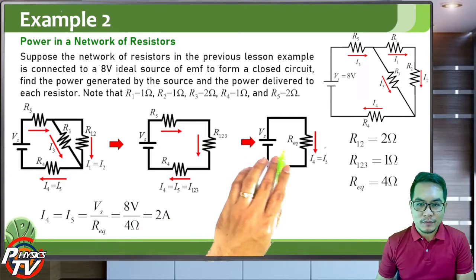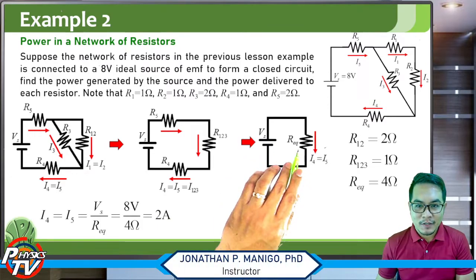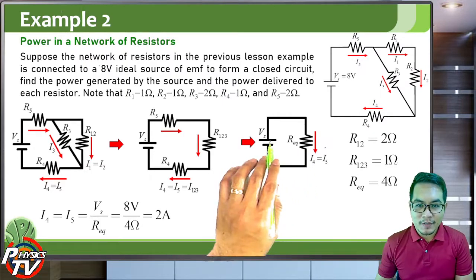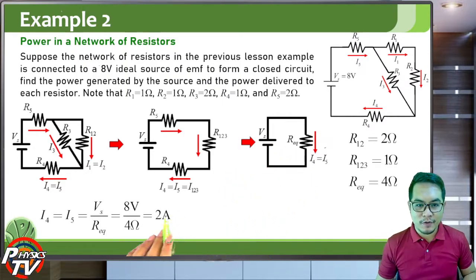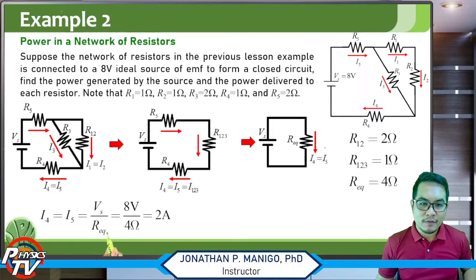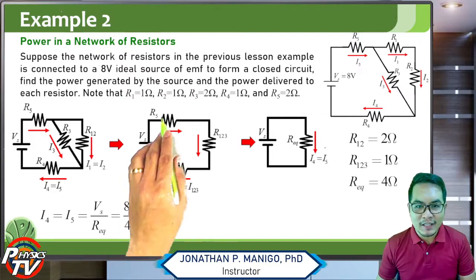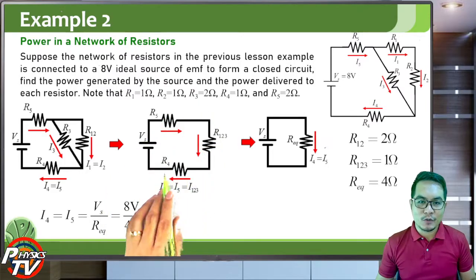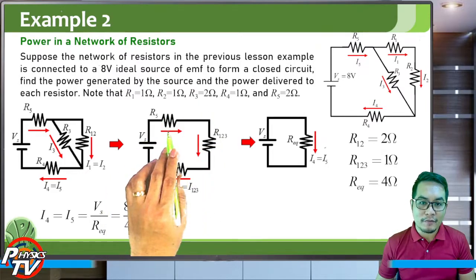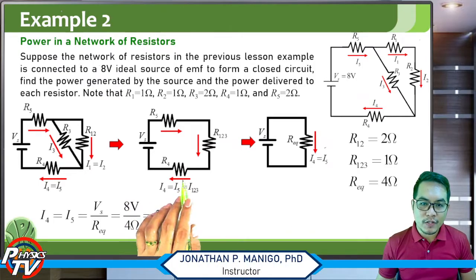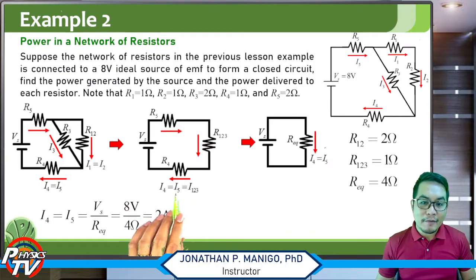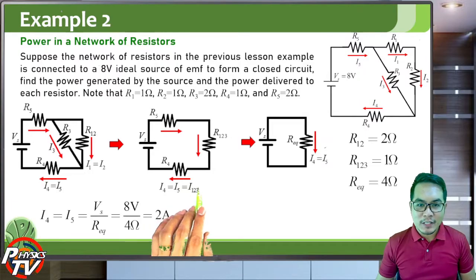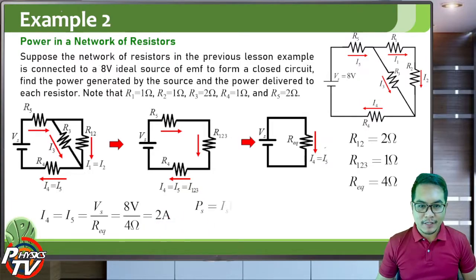We use Ohm's law in this circuit here. So the current here is just V over R, the voltage of the source over the equivalent resistance, which is 4 ohms. So Vs over the equivalent resistance: 2 amperes. There's 2 amperes current flowing in this circuit. So 2 amperes current flowing through R5. 2 amperes is also flowing through R4. So I4 and I5 and I123 are equivalent to 2 amperes.